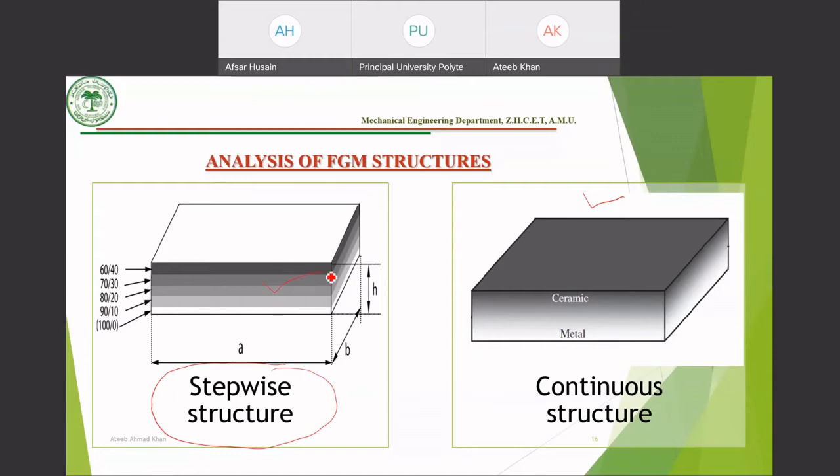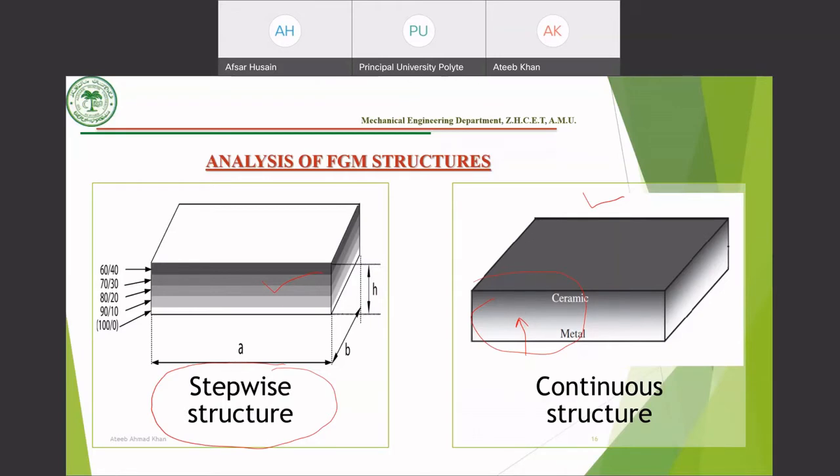But although as per the definition, the correct type of FGM is this one, where the change is gradual. But what happens in stepwise, the change is not that gradual. But yes, does somebody want to ask any question? There is a question from Dr. N. Meenakshi Sundaram. Yes, please go ahead, Dr. N. Meenakshi Sundaram, if you want to ask something.